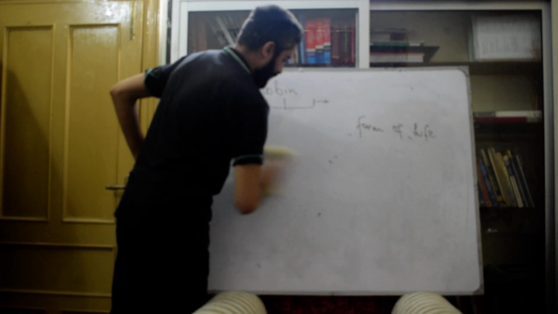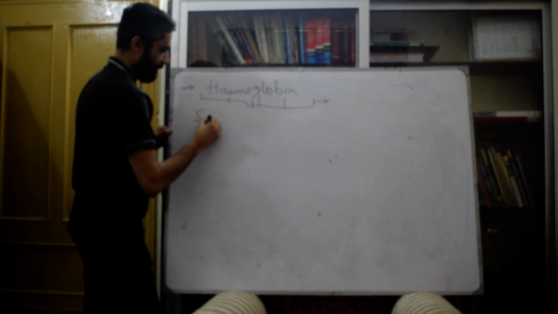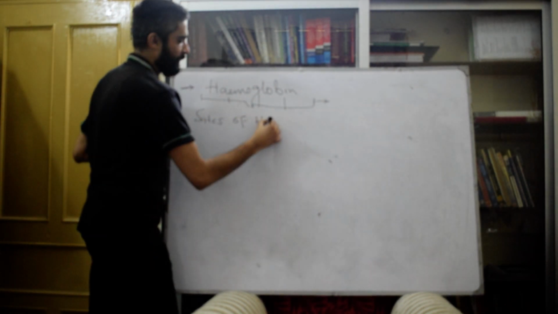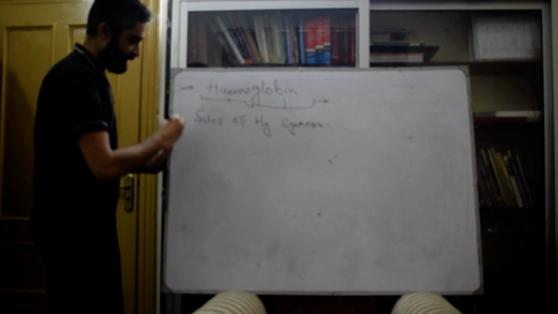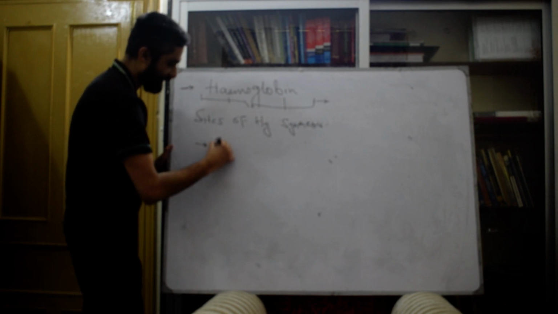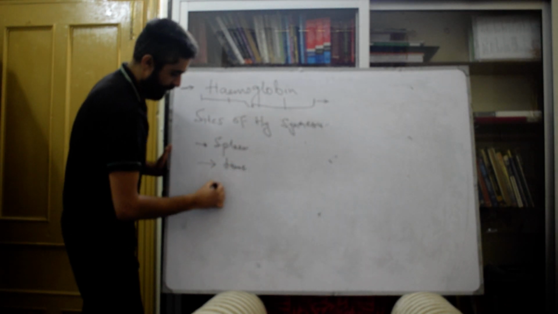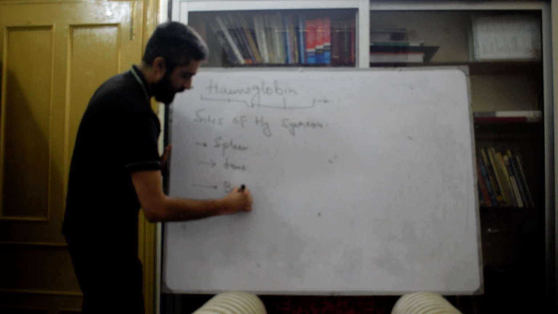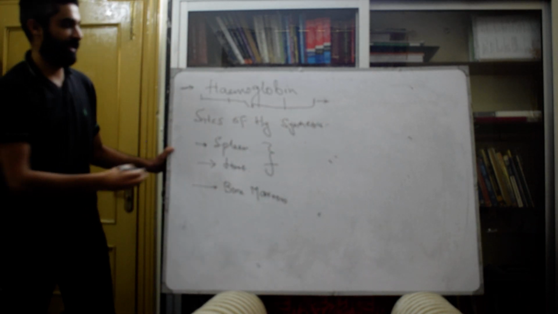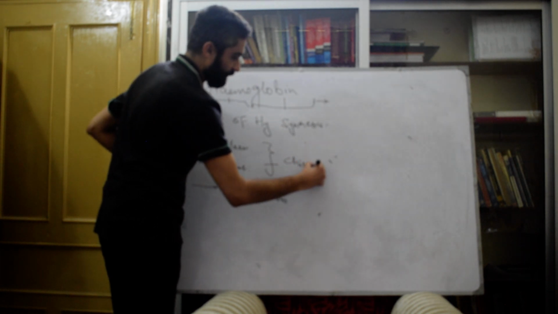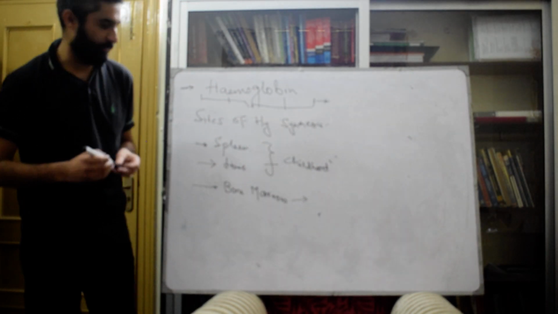The other very important point is the sites of hemoglobin synthesis. It can be synthesized in the spleen, in the liver and bone marrow. Liver and spleen are the sites of synthesis in the childhood period of life, and bone marrow is the site of synthesis in adult life.